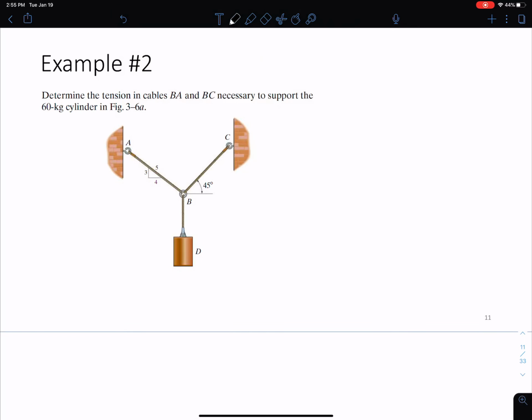This is very similar to what we've already done with vectors. We're just now using them for forces. So determine the tension in cables BA and BC necessary to support the 60 kilogram cylinder. The first thing I want to do is draw the free body diagram here. Okay, so I could draw a couple of different FBDs. I can first start by drawing the FBD of the cylinder.